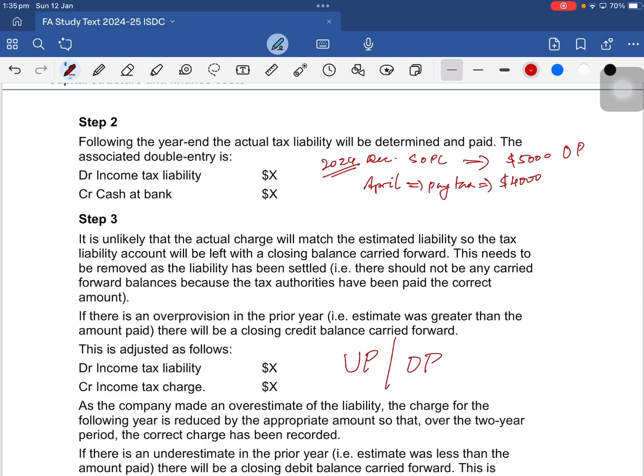So in this case, what I have to do is bring down the tax liability account, that is, the tax provision account. So I am going to debit it.